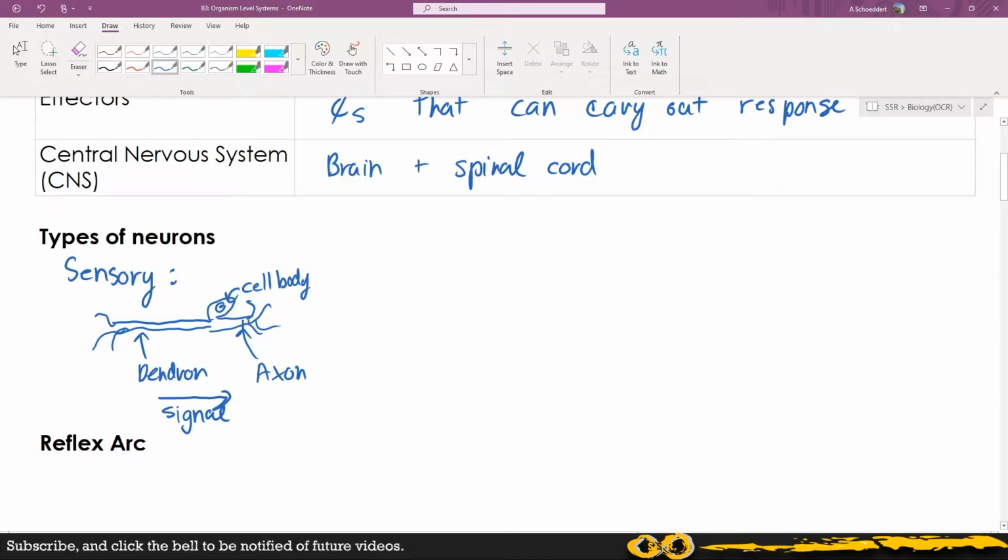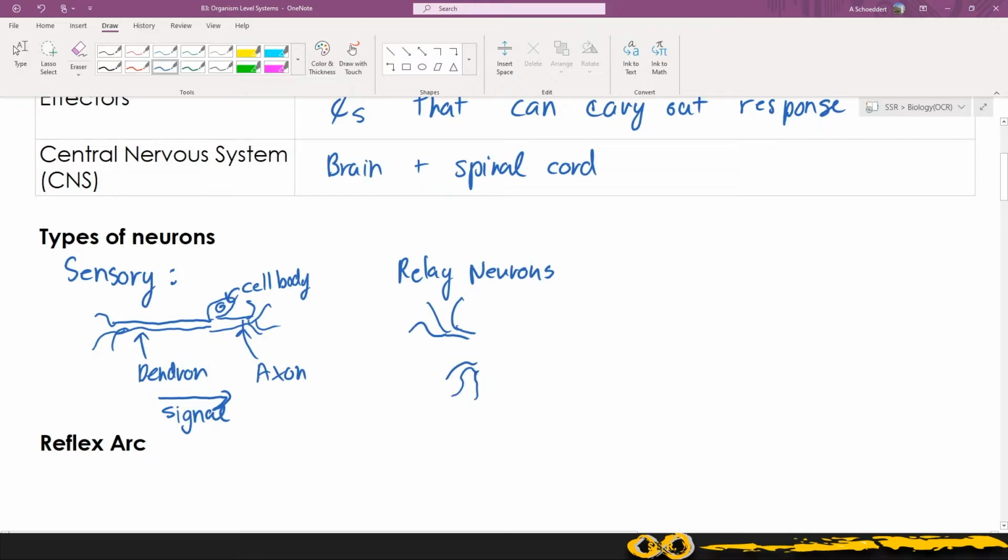The next one are your relay neurons. And these will have many different connections to many different nerve cells that are bringing them all sorts of different information. So they'll be in the brain and in the spinal cord, and they'll also be connected out to many different cells. So they'll be able to send that signal in a number of different directions, depending on what's going on.